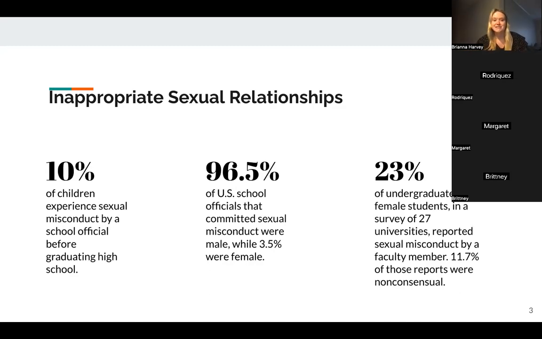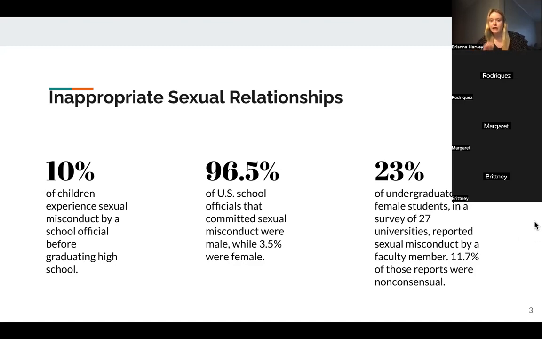Research also shows that educators who participate in sexual relationships with students target those who may not have a good home life, maybe with less parental supervision at home. It also shows that students with disabilities are targeted more often than students without disabilities. Among these statistics, 96.5% of school officials that committed sexual misconduct were males, and 3.5% were females. However, these numbers are starting to change, and there are more cases of female educators performing sexual misconduct than there are male. So this is starting to change.